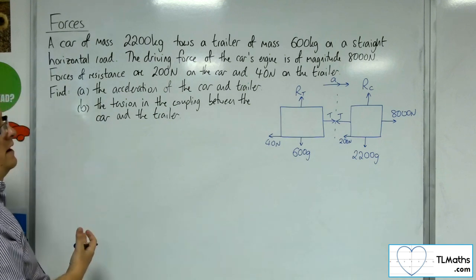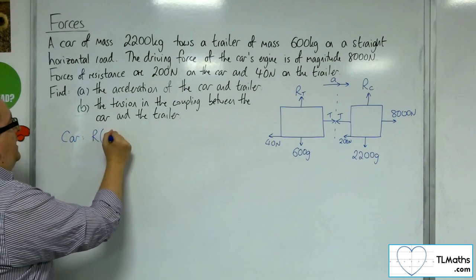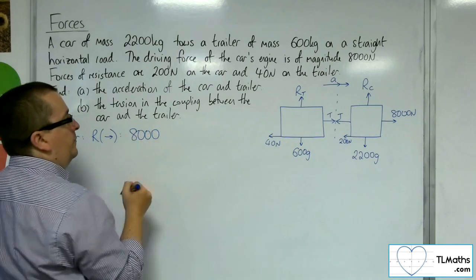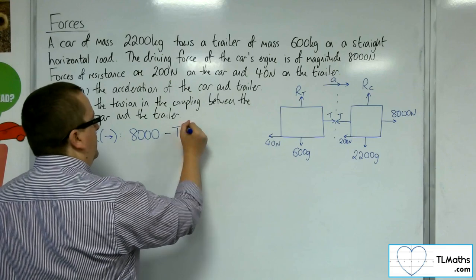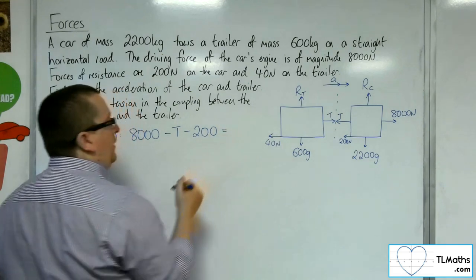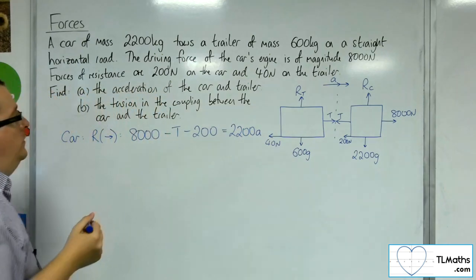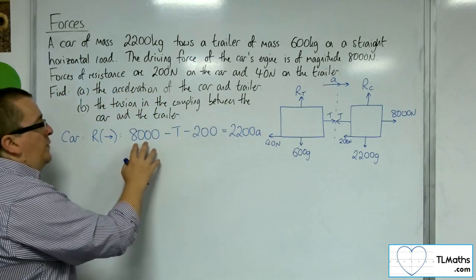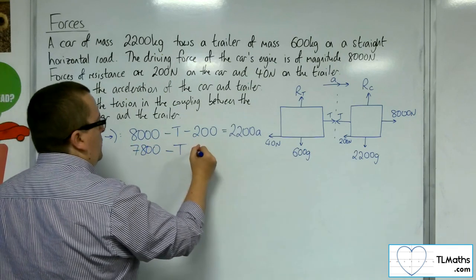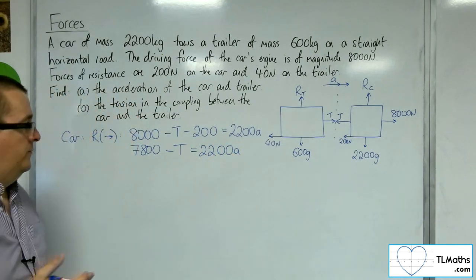So if I do that for the car, I'm going to resolve horizontally, taking to the right as positive. I've got the 8,000 newtons working to the right. I've got T working against me, and the 200 newtons as well. And that's going to be equal to the mass times the acceleration, so 2,200A. Right, so let's tidy that up. I've got the 8,000 take away 200, so that's 7,800, take away T is 2,200A. Okay? So that's my first equation.